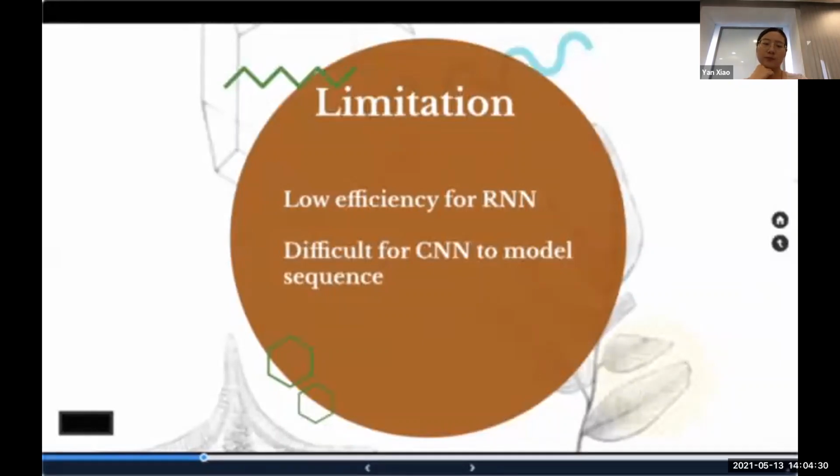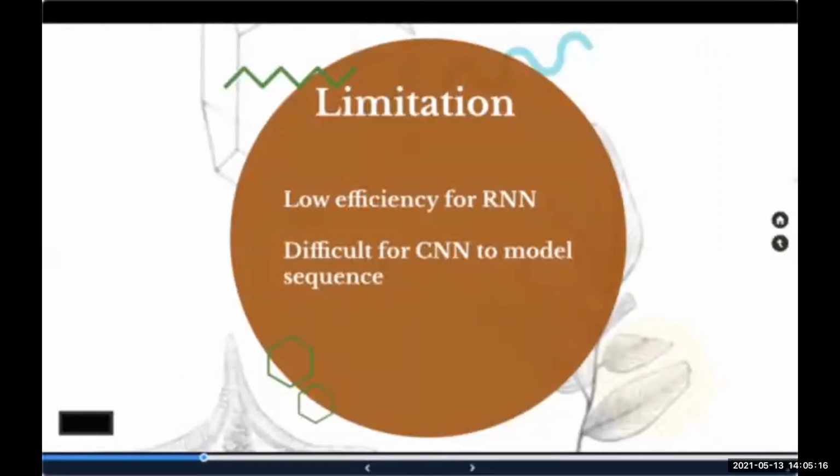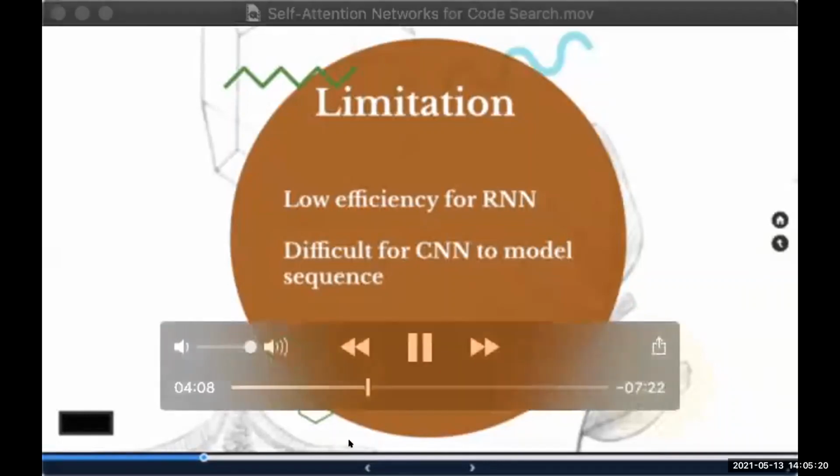From the perspective of efficiency, this sequential modeling makes it so that RNN cannot achieve parallel computing and cannot be accelerated by GPUs. Although CNN can achieve parallel computing, it's not suitable for modeling sequences. The reason is that for each element, CNN only extracts local semantic information because of the limited size of the convolution kernel. If we want to learn the contextual representation for the sequence, we need to stack CNN many times, which makes the model complicated.